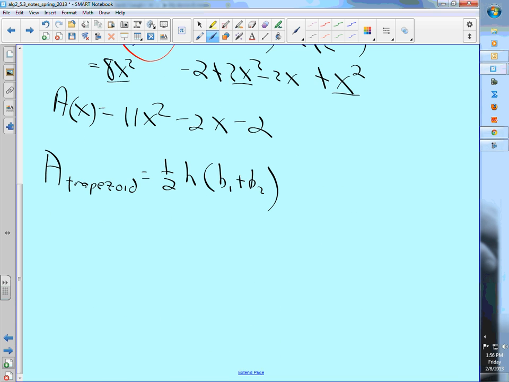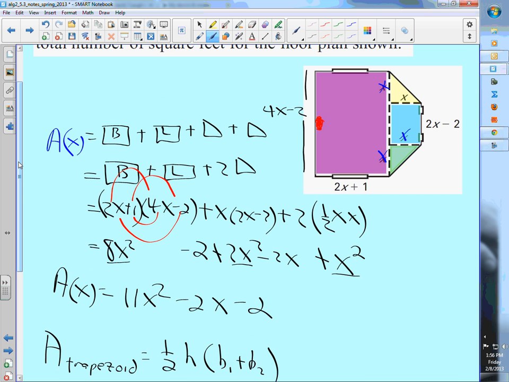No, no, that's a pentagon. No, hexagon. That's the sides. So it can't be a trapezoid, right? Oh, you're talking about this trapezoid, Rachel? Just right here? Yeah. So this would be the 4x minus 2, and this would be the 2x minus 2. So you'd still have to do the big rectangle plus that? Yeah, that's fine too.